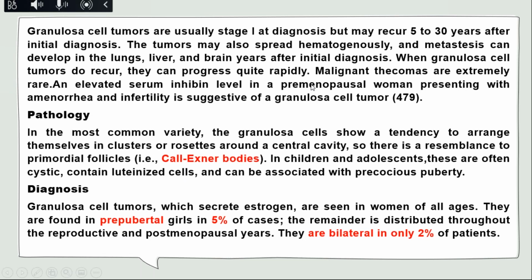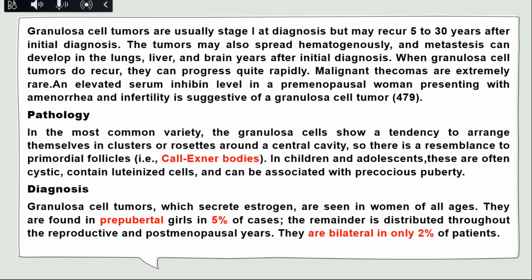Okay, so these are usually a stage 1 diagnosis. That is, in the early stage, we can diagnose granulosa cell tumor, but it may recur after 5 to 30 years even. The tumors may also spread hematogenously, and metastasis can develop in the lungs, liver, and brain years after initial diagnosis. So when granulosa cell tumors do recur, they can progress quite rapidly. Malignant thecomas are extremely rare, and an elevated serum inhibin level in a premenopausal woman presenting with amenorrhea and infertility is suggestive of a granulosa cell tumor.